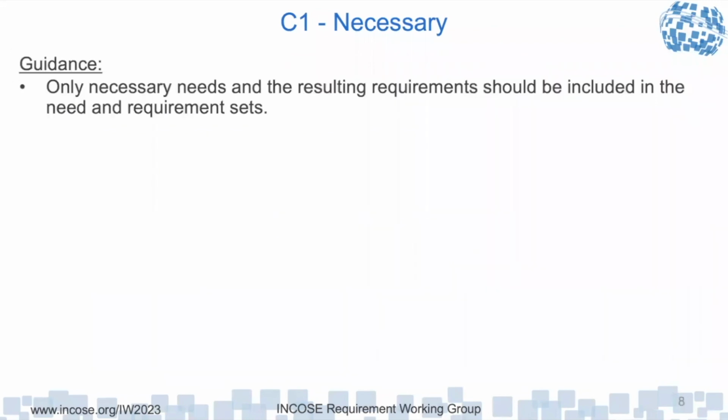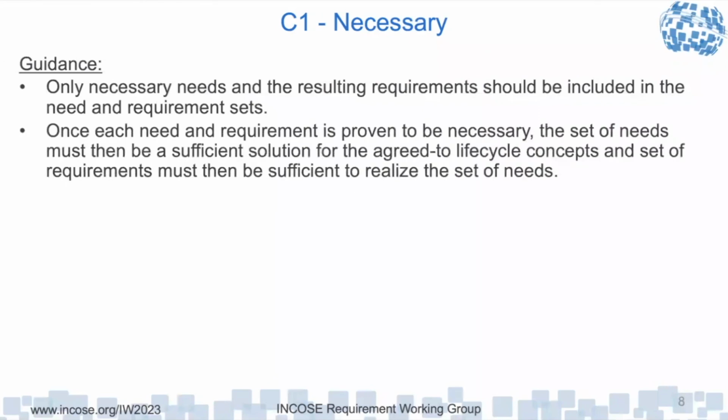Some guidance: you want to include only necessary needs and resulting requirements in your requirement sets. Once each need and requirement is proven necessary, the set of needs must then be sufficient for the agreed-to life cycle concepts. The set of requirements must then be sufficient to realize the set of needs. You can have necessary requirements, but the ones you have may not be sufficient to meet the intent of the higher level parent requirement or the need that they were transformed from. And so then you're missing the necessary requirement.